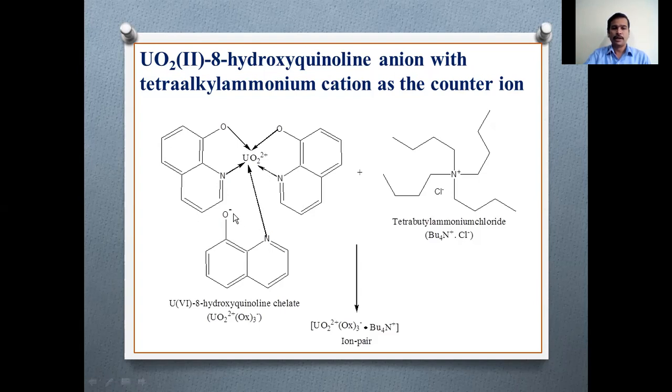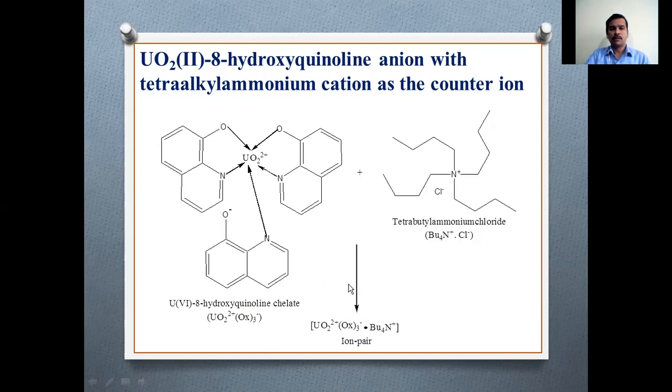Because this is monovalent, monoanionic in state, we need a cationic species which is having only one positive charge. So tetrabutyl ammonium chloride will be the selective reagent. Tetrabutyl ammonium chloride you add to the aqueous solution containing uranium-6 8-hydroxyquinoline complex. You extract. So the uranium-6 8-hydroxyquinoline complex will be reacting with tetrabutyl ammonium chloride to form an ion association complex. So a very simple extraction is possible into chloroform or carbon tetrachloride. You can extract this.